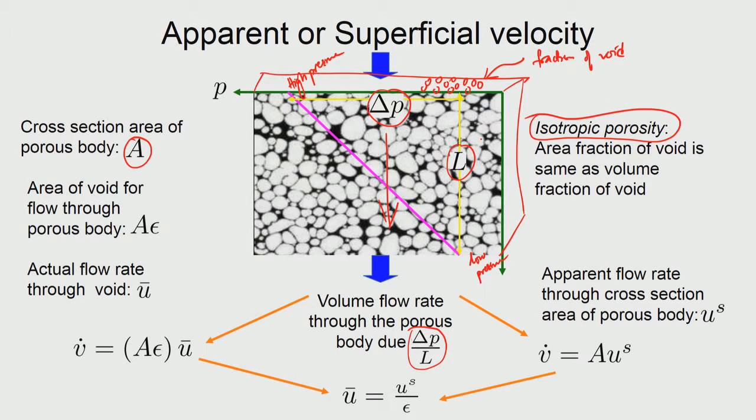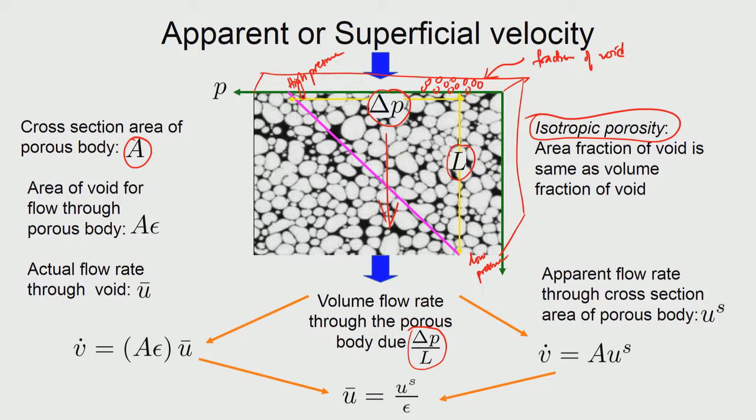So, what we mean by isotropic porosity is that the area fraction of void is the same as the volume fraction of void. It is also the same as the length fraction of void. If you draw a line in a random direction and then count how many segments of the line fall in the solid and how many fall in the void, isotropic would mean that in any direction the way of counting will give you the same void fraction.